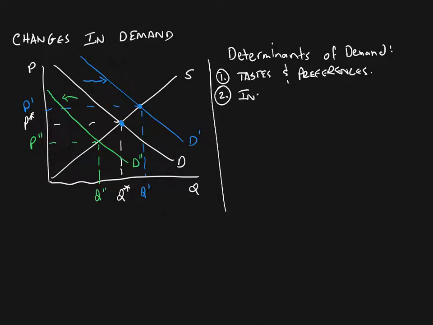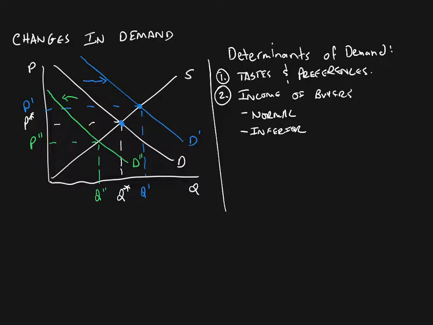Another determinant is going to be the income of buyers. And now with income, you've got to be a little bit careful because you can have two types of goods. You can have what we call a normal good, or you can have what we call an inferior good. Normal goods are goods that as our income goes up, we want to buy more of them, so our demand rises. For me, that would be steak and lobster.